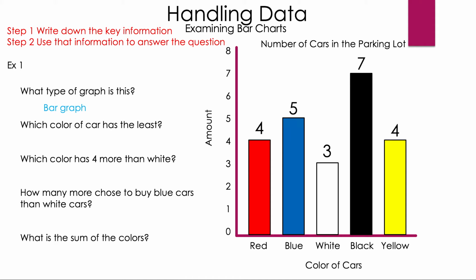Which color of car has the least? So we're looking for the smallest number. That is 3. So my answer is white cars.